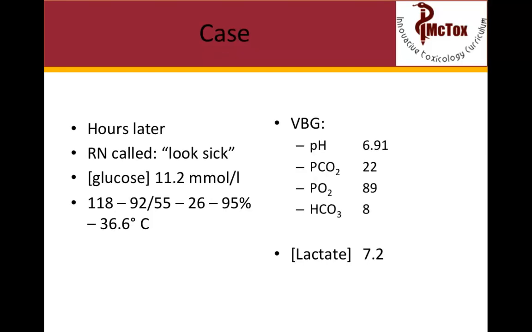You order the appropriate tox blood work, and a little while later her nurse calls you back to check on her because she started to look sick and she's getting concerned. Her blood glucose is 11.2, and her most recent vitals show tachycardia and a low BP. As you can see, her lactate and VBG are clearly abnormal.